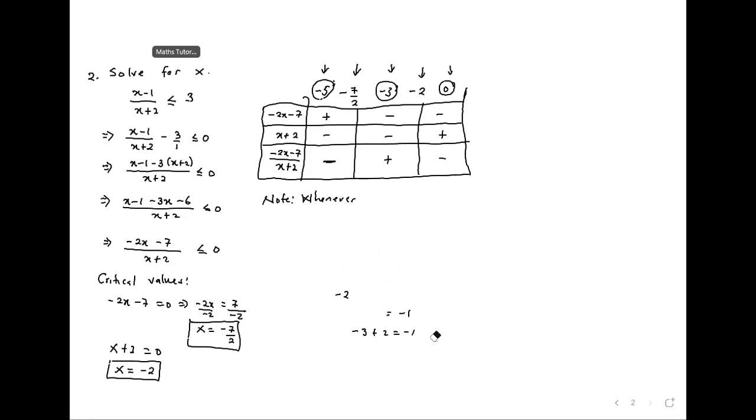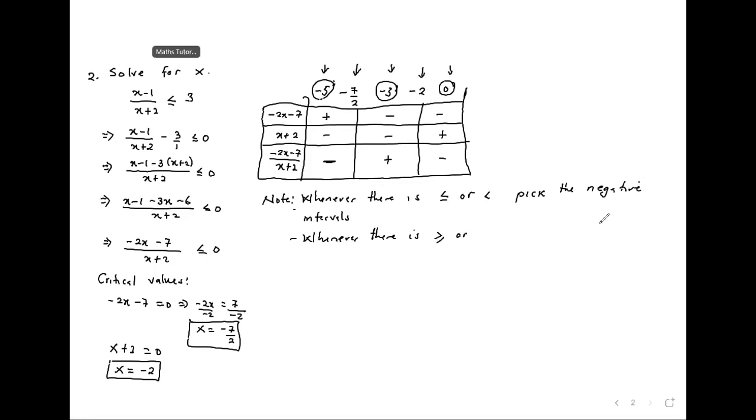Then now we are putting a note here to say whenever there is less or equal to or less, pick the negative sign. Pick the negative intervals. And whenever there is greater or equal to or greater, pick the positive intervals.